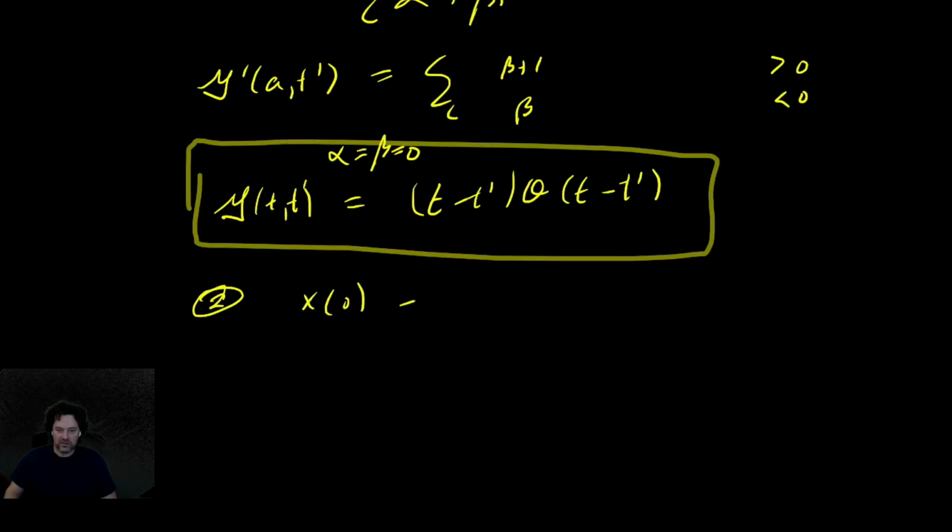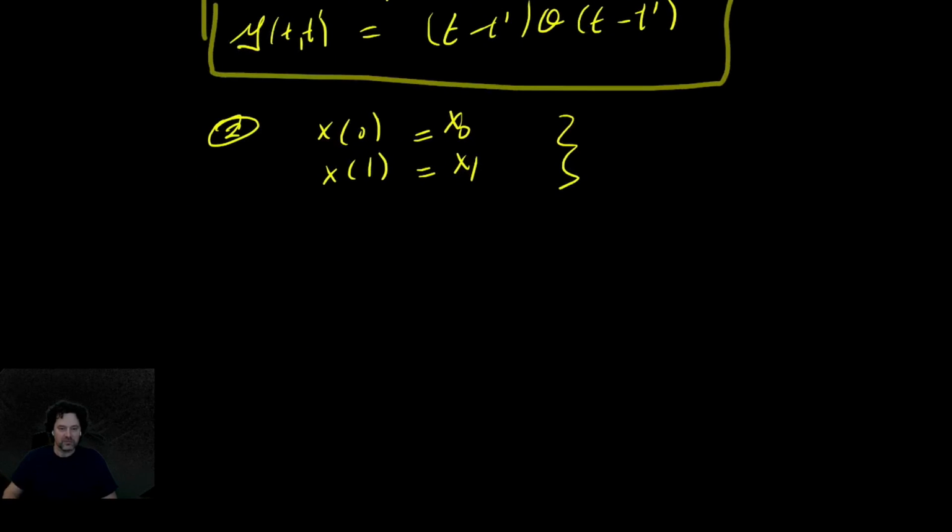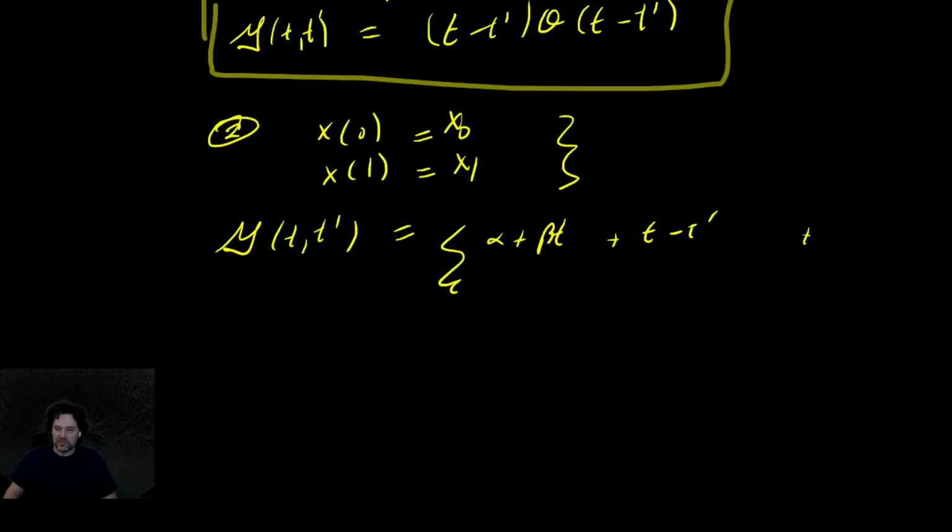x of 0 equals 0, and x of 1 equals 0, x naught and x1. So with 2-point conditions, let's see how the functional form of the Green's function varies. Our general Green's function is g of t prime equals alpha plus beta t plus t minus t prime, for t minus t prime greater than 0, and we have alpha plus beta t for t minus t prime less than 0.